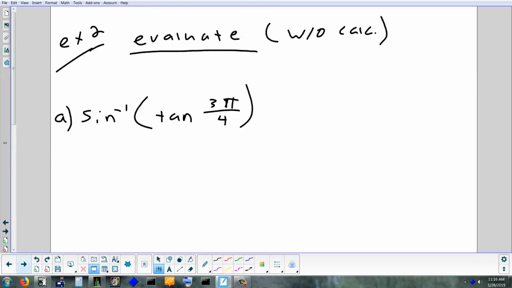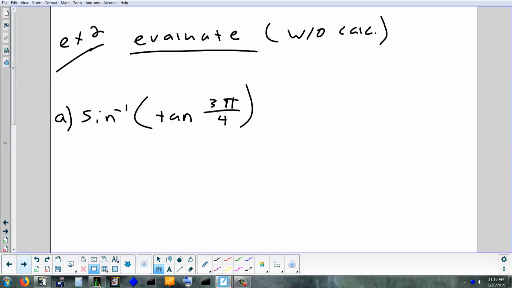All right. Okay, this one's a little different. Evaluate. That means when I'm done, I want a number, like 6. What's the answer? And they're asking us to do it without a calculator. Now, if they're asking us to do it without a calculator, then there's probably a trick to it. The angle's probably going to be an angle that's easy to work with, something like that.